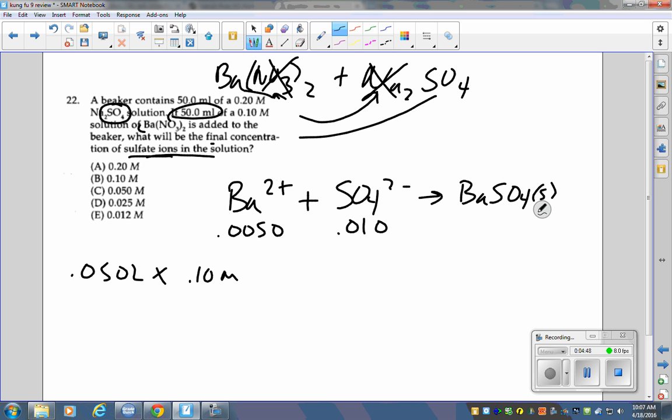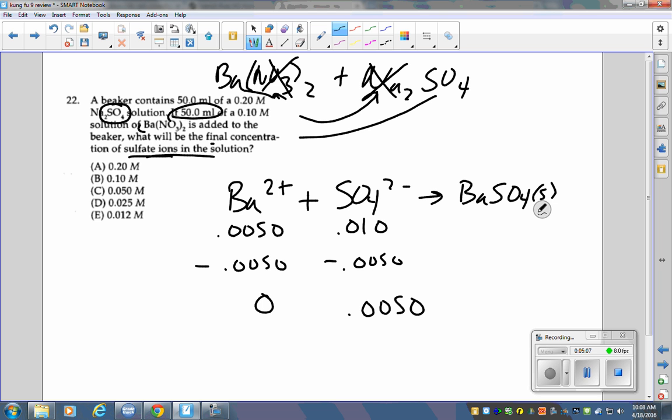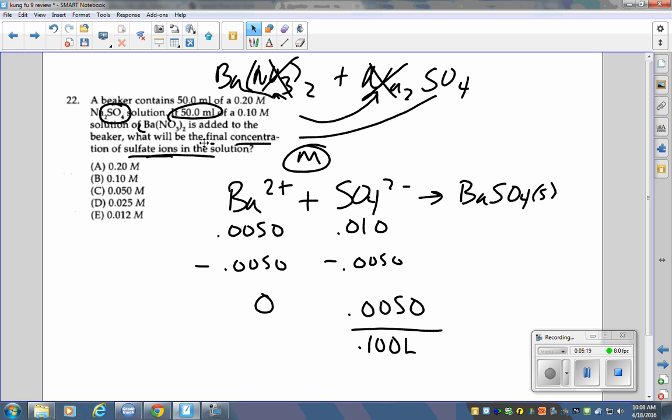Who's my limiting reactant? Which one's going to be my limiting reactant? Which one's smaller? Barium. So I'm going to basically take this, so it's going to be minus 0.0050, minus 0.0050. This is going to be 0, this is going to be 0.0050 moles. They're asking me what's the final concentration. In chem, that means molarity. So I have 0.005 moles, I'm dividing by 0.1 liters. Whenever you divide by 0.1, it's basically going to kick the decimal over one place to the right.